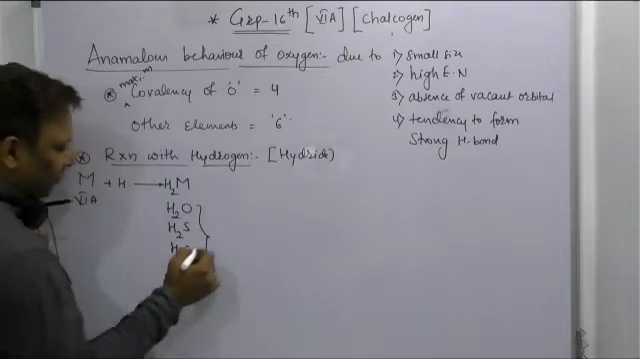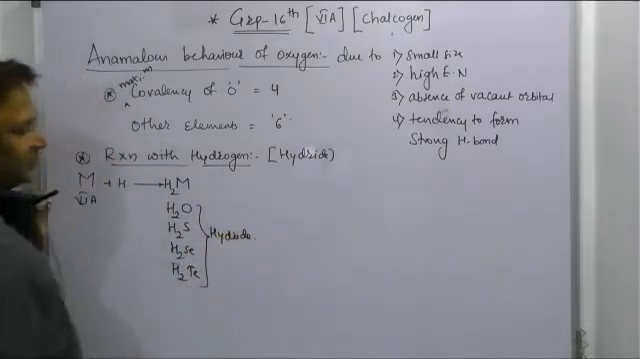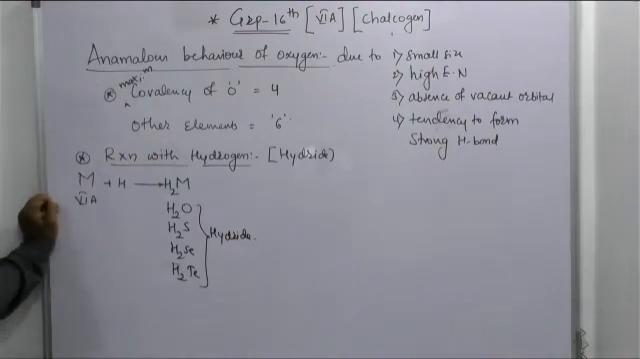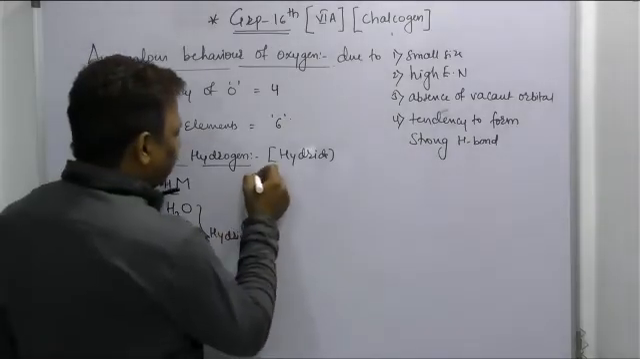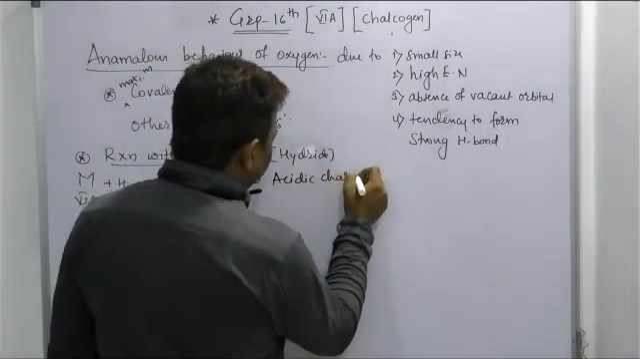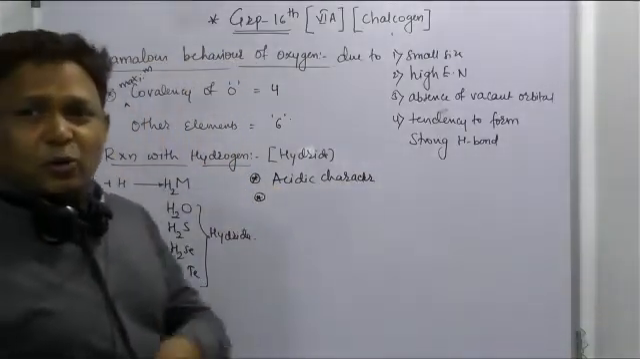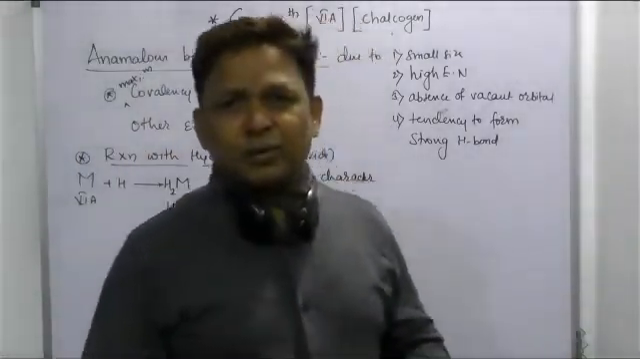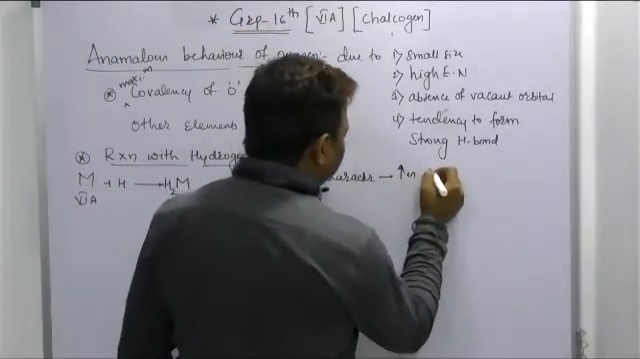So these all are the hydrides formed by 6th group elements. Is it clear, beta? Some properties of these hydrides: let me tell you one important property, acidic character. How, beta? Acidic character of these hydrides. The one which has more tendency to give H+ becomes more acidic in nature. So acidic character increases down the group.